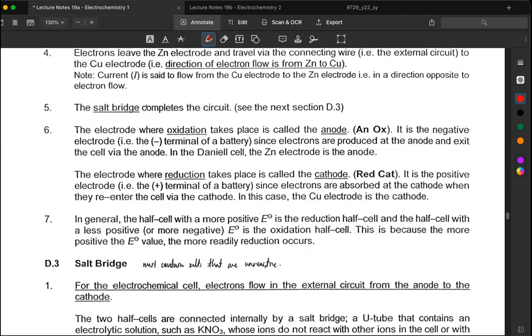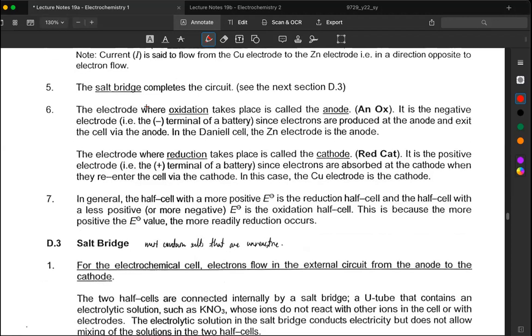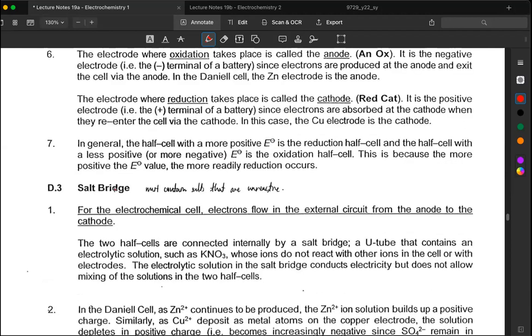The salt bridge as well completes the circuit, nothing much to say about it. It just ensures charge neutrality and prevents accumulation of charges. Then I think these are just the conventions I taught you before, an ox red cat. So oxidation, anode, reduction, cathode. It also applies for electrolysis later on, so I'll skip this. Of course, the more positive the E naught value, the more readily or easily reduction occurs.